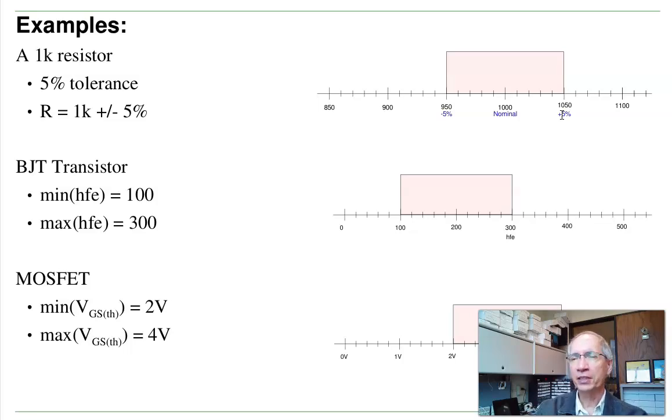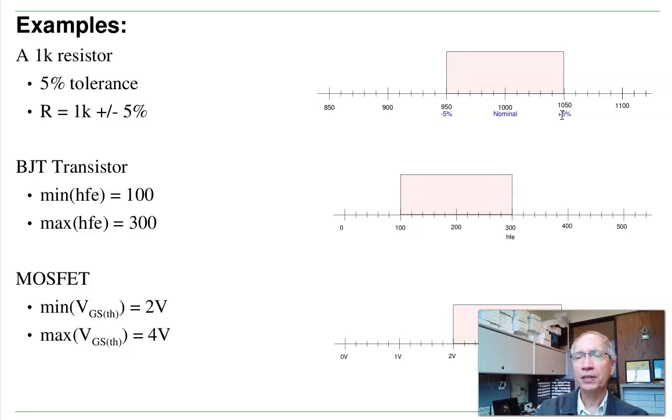If you look at the data sheets for a transistor, like a 3904, the data sheet says the gain is somewhere between 100 and 300. I don't know what the gain is going to be, so what I could do is model that as a uniform distribution. I could take any value between 100 and 300. If it does that, it meets the specs.